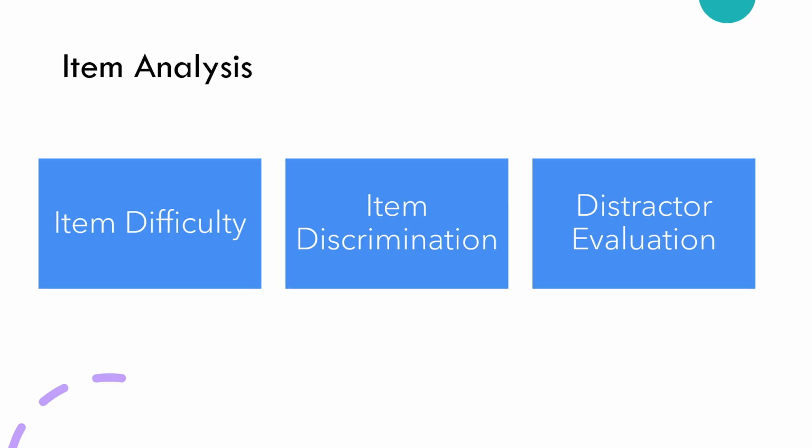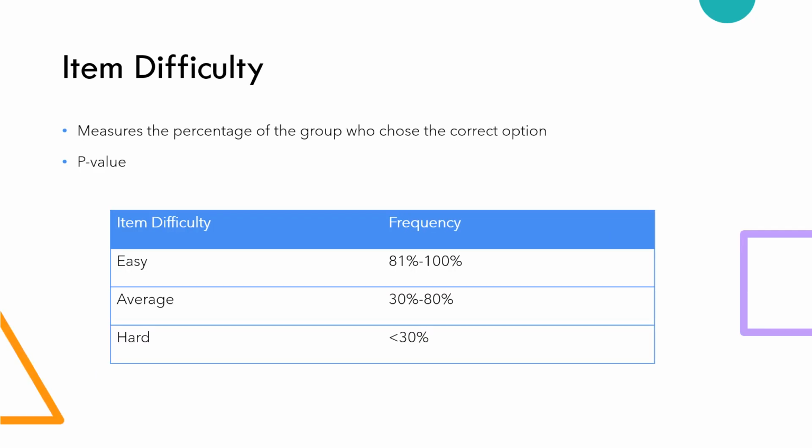Okay, so we need to evaluate the item difficulty, the item discrimination, and evaluate the distractors. So item difficulty measures the percentage of the group who choose the correct answer, and we usually identify this as a p-value. And so you can kind of see in the chart here, if 81 to 100% of the class gets an item correct, we say that that item was relatively easy. 30 to 80, we would say it's kind of an average difficulty item. And anything that's less than 30% is hard.